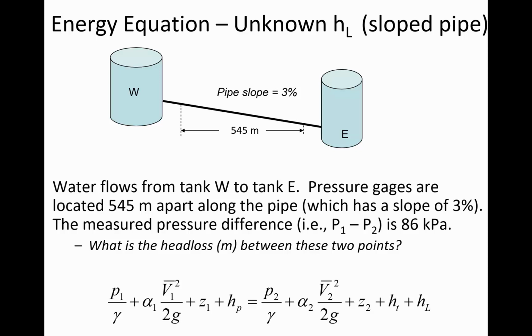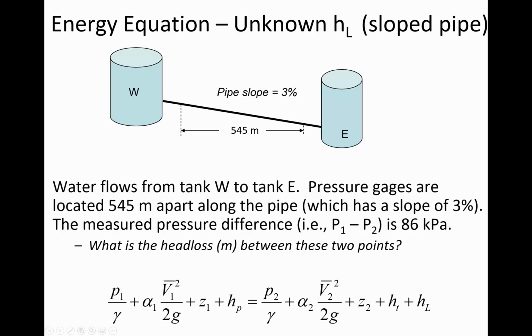Okay, one last example, just to close things out today. We have water flowing from this tank in the west towards the tank in the east. And there are pressure gauges along an inclined pipe section. The pipe itself has a physical slope, and so it's not horizontal like the last example was. And so Z1 and Z2 are going to be different now. They're not going to be equal like they were in our earlier example. But what we want to find out is how much head loss is between those 2 points.